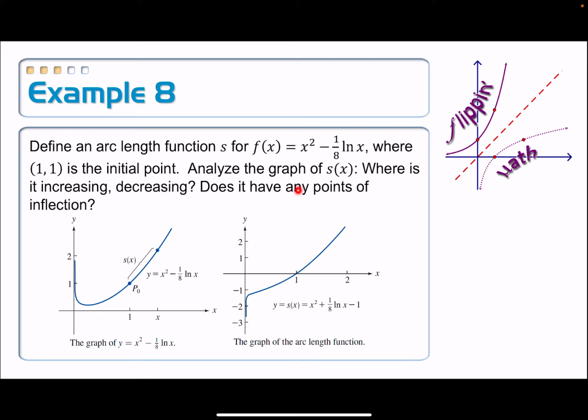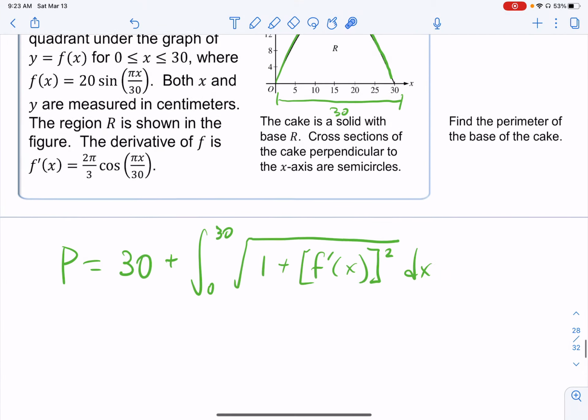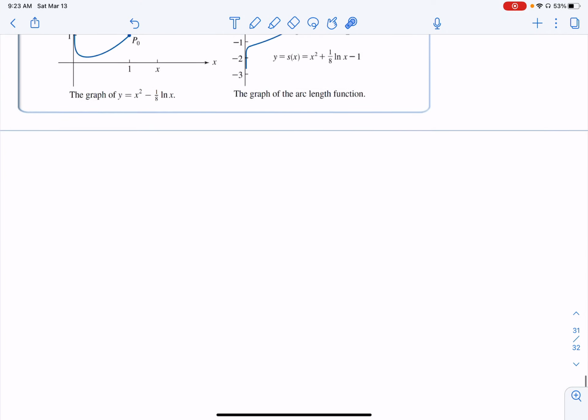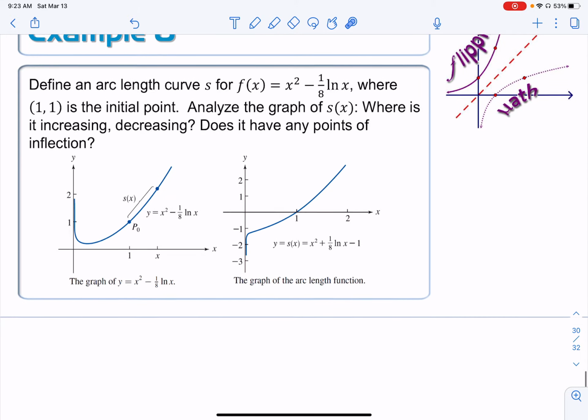Does it have any points of inflection? Well, what do you think? Is there a change in concavity? This looks like it's concave down here, and concave up here. So it looks like there could be a point of inflection there. How do I find points of inflection? I find that from the second derivative. Okay, so let's put all of these pieces together. It's going to link together stuff that we've done in this lesson with stuff that we've done ages ago with increasing, decreasing, and points of inflection.